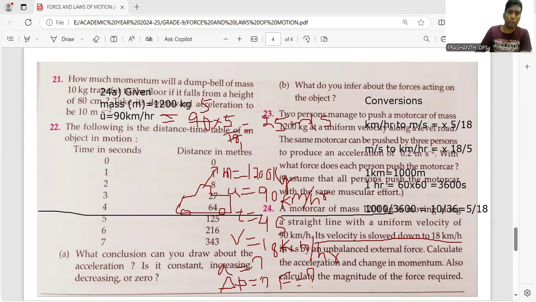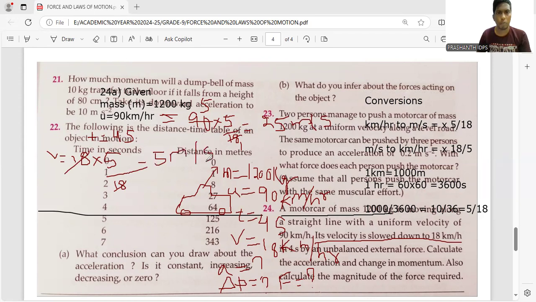Time is given already as 4 seconds, so you need not convert time. Time remains 4 seconds, but you have to convert the final velocity. The final velocity given is 18 kilometer per hour. If you convert it into meter per second, again you multiply with 5 by 18. The 18 gets cancelled, so the remaining is 5 meter per second. So the U value is 25, the V value is 5. Now substitute in the acceleration formula.